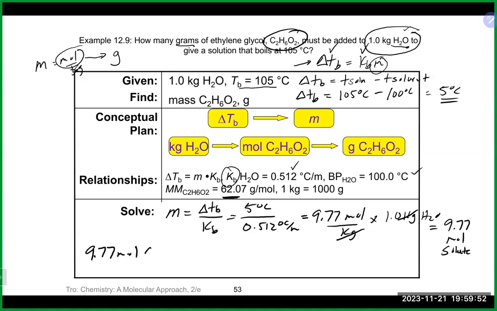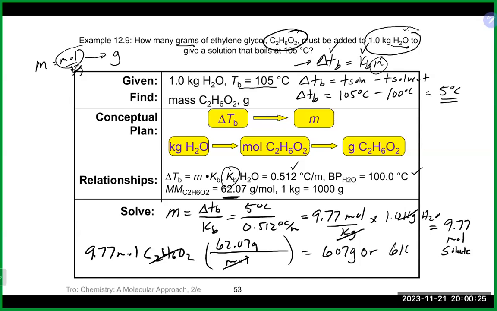9.77 moles of our C2H6O2, and we're going to use the molar mass. And again, if it was not given to you, obviously you would go to the periodic table to calculate it. The moles will cancel, and we'll multiply that by 62.07. That's going to get us about 607 grams, and we probably want about 2 significant figures since that's the only small number. So maybe about 610 grams of our solute here, our C2H6O2 in this case.